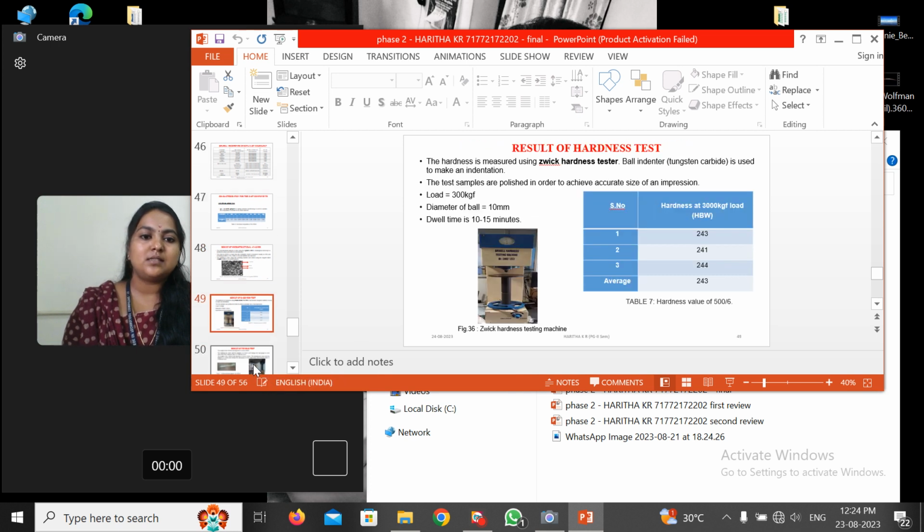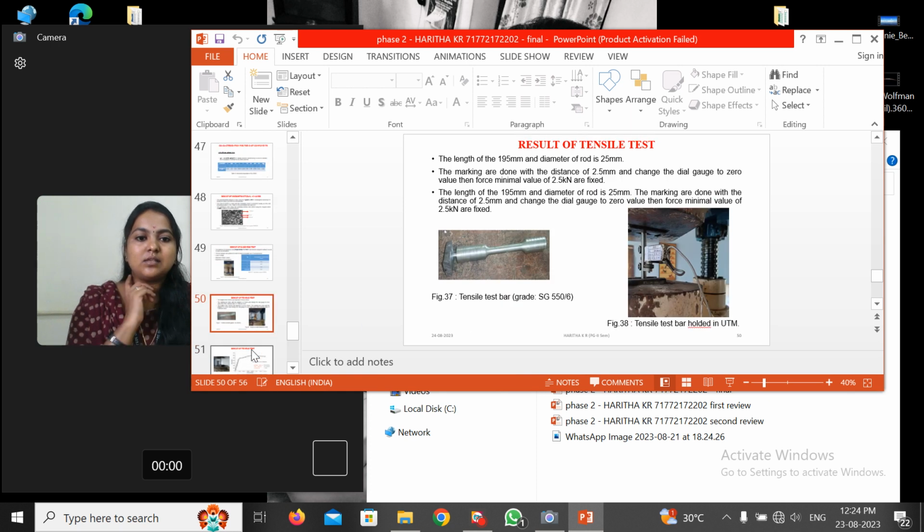For the hardness test we use the Zwick hardness tester. The load is about 3000 kgf and the diameter of the ball is 10 mm. Dwell time is 10 to 15 seconds and the hardness is taken as the average value of 3 specimens at the location, and the hardness value of the SG 550/6 is obtained, with an average hardness of 243. And this is about the result of the tensile strength.